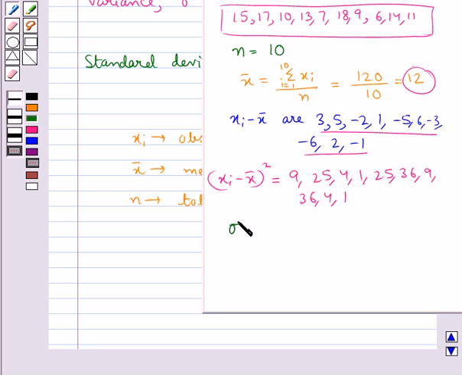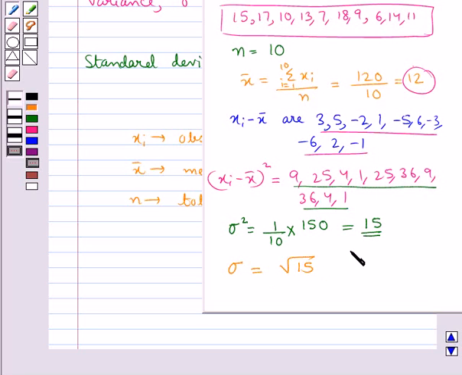Now the variance sigma square is equal to 1 upon n, that is 1 upon 10 into summation xi minus x bar the whole square, that is the sum of these values, which is 150. So 150 upon 10 is equal to 15. This is the variance. Now the standard deviation sigma is equal to square root of 15, which is equal to 3.872. So this is how we calculate the variance and standard deviation for ungrouped data.